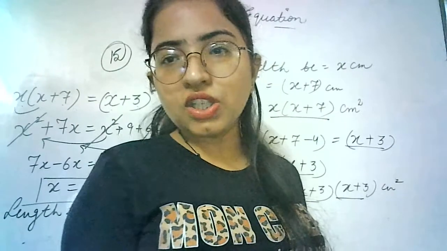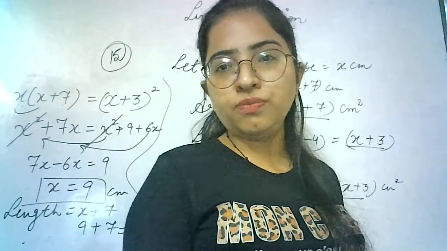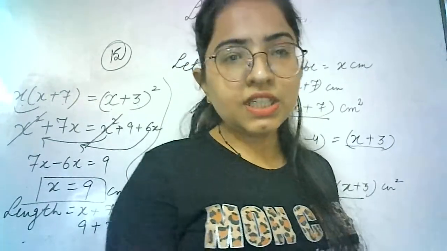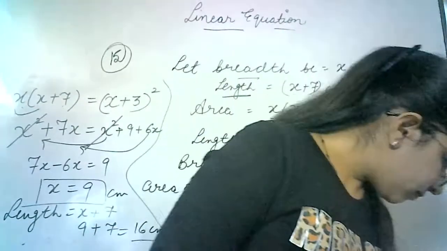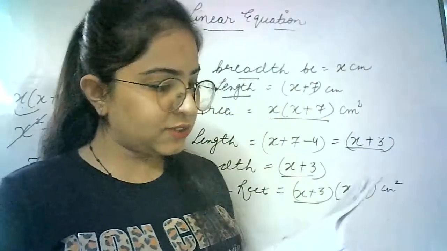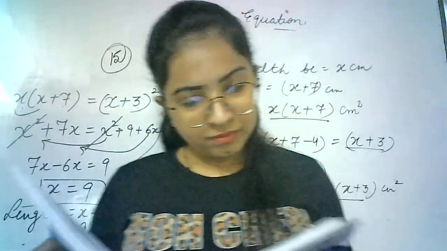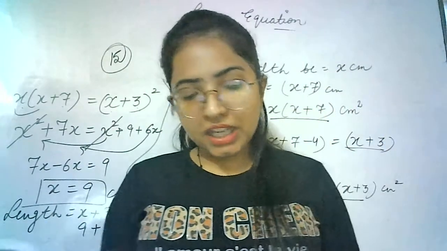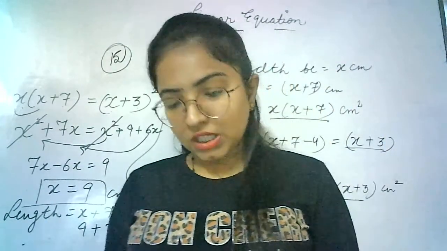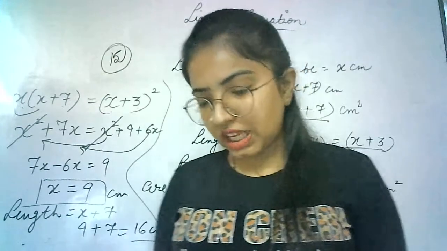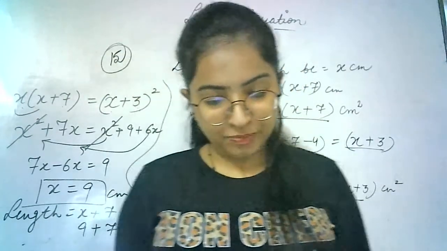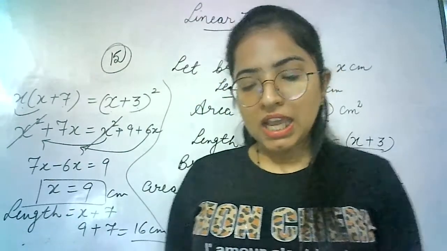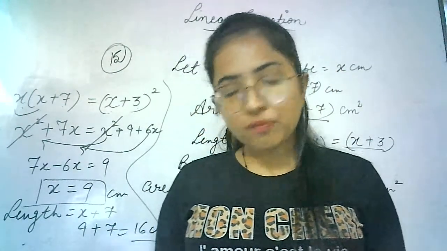Now the next question is question number 17, which I'm going to do for you. See everyone, what's the question? The altitude of a triangle is 5/3 the length of its corresponding base. If the altitude is increased by 4 and base decreased by 2, the area of the triangle remains the same. Find the base and altitude of the triangle. Okay, the altitude of the triangle is 5/3 the length of the base.